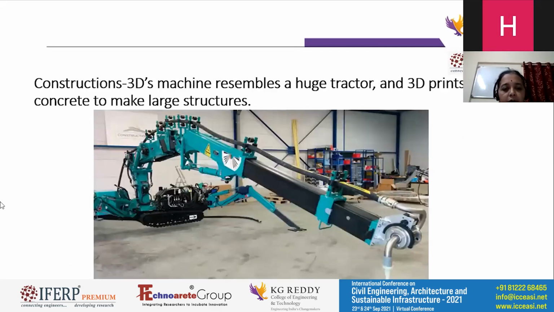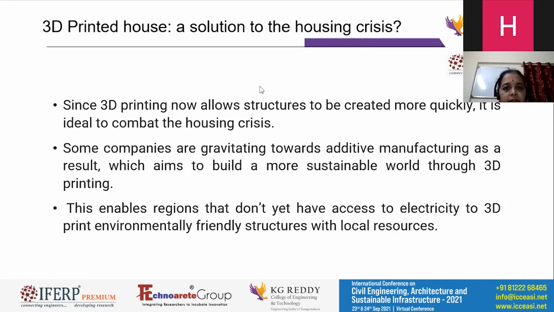So here in the figure we are seeing one huge tractor, and this robotic arm is fixed, and here a printing nozzle is there for the printing of the 3D home. So the 3D printed house is a solution for the housing crisis. Since 3D printing now allows structures to be created more quickly, it is ideal to combat the housing crisis.